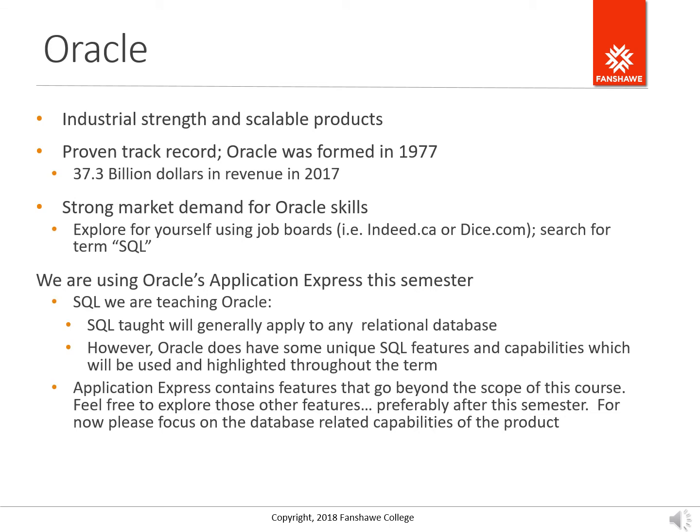Before I discuss this week's lab, I did want to spend a moment and talk about Oracle. Oracle builds industrial strength and scalable products. They've really been building these products since 1977. And if you look at the revenues for 2017, they had $37.3 billion in sales. So obviously, in terms of the IT industry, a very, very important organization.